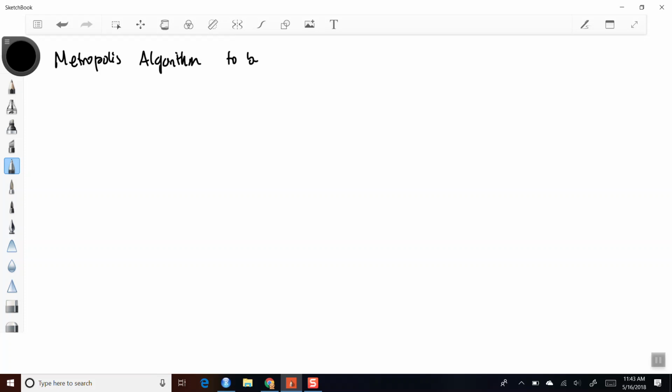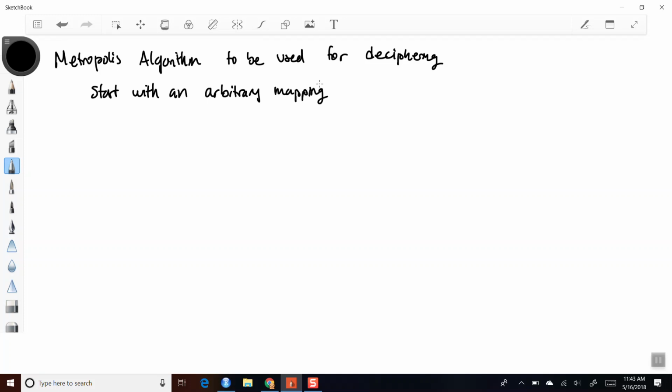Okay, to be used for deciphering, okay? And so we start with an arbitrary mapping. Pretty much any arbitrary mapping you start off with is going to map to garbage. It's going to be terrible, right? If you think about all 26 factorial possible mappings, almost all of them map to pure garbage, and only a few of them map to something that's reasonable.